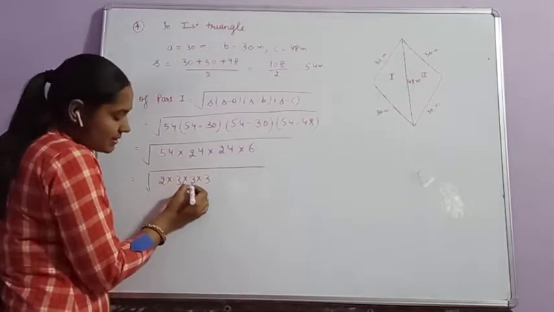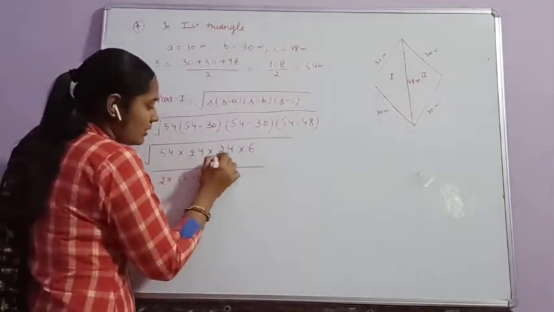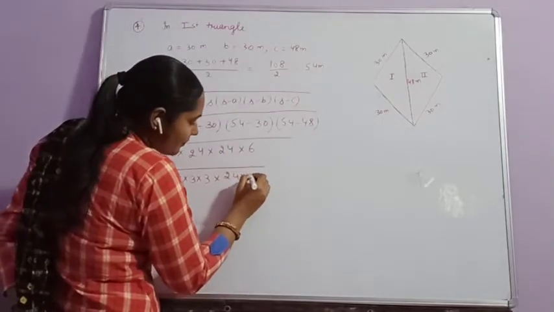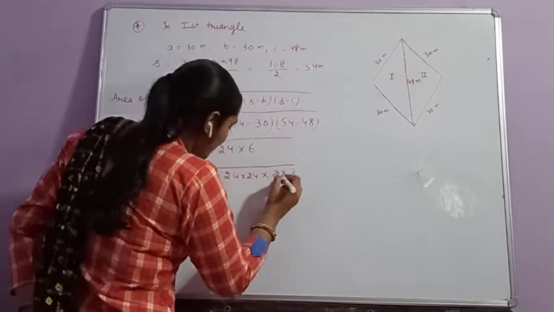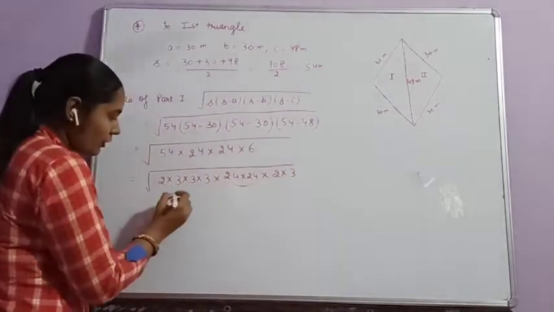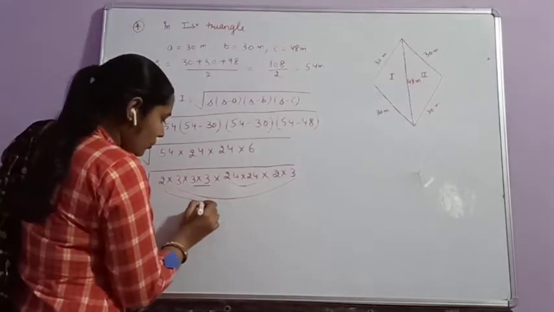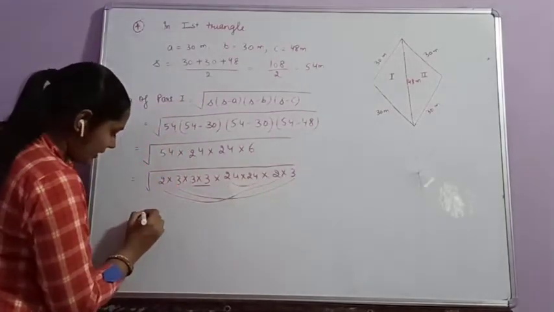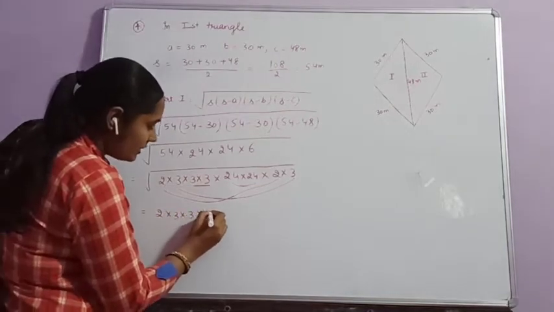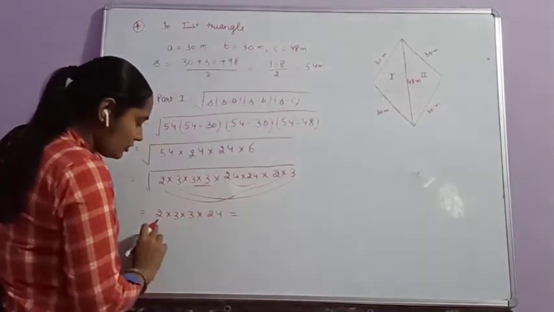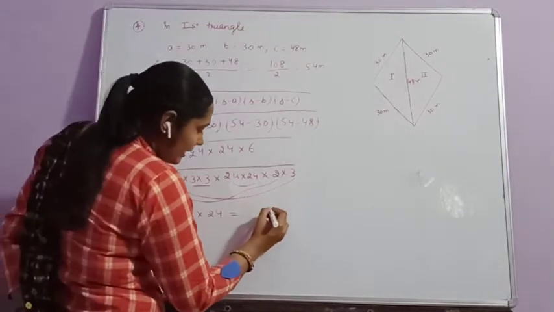2 3s are 6, 6 3s are 18, 18 3s are 54. Multiply with 1 pair of 24 is formed. 6 can be written as 2 multiply with 3. 1 pair of 24, 2 pair of 3 and 1 pair of 2 is formed. Can be written as 2 multiply with 3 multiply with 3 multiply with 24. 2 3s are 6, 6 3s are 18. 18 multiply with 24.